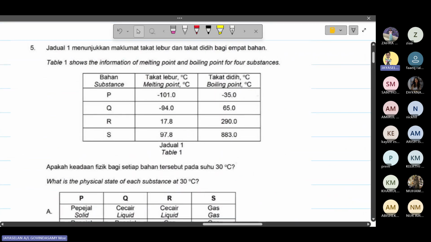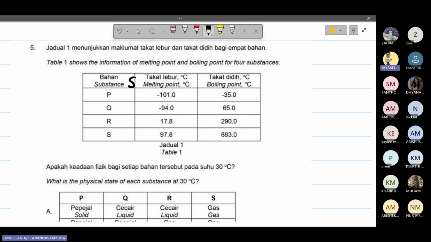Alright, so when they give you the melting point and boiling point, before melting, please remember the particle is in solid. After melting and boiling, the particle is in gas. Between melting and boiling, the particle is in liquid. You all do like this.